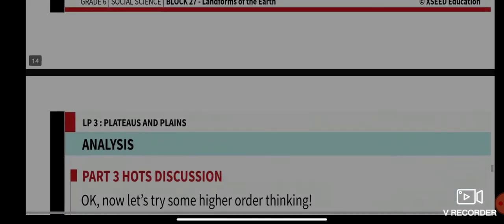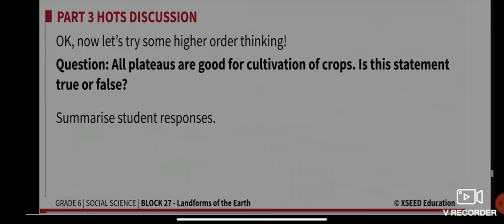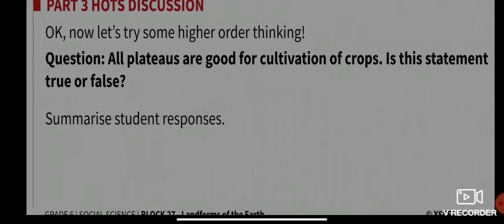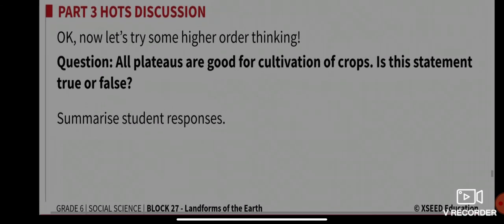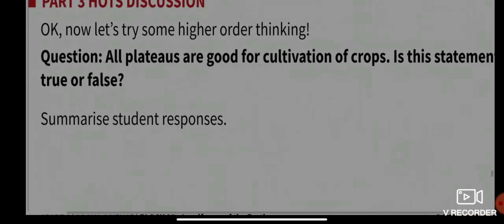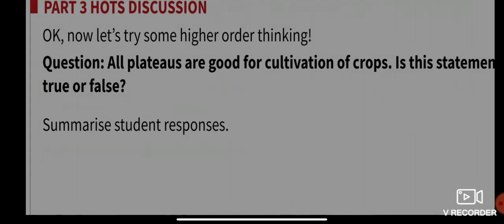Okay, the last question for today is: all plateaus are good for cultivation of crops. Is this statement true or false? Do you think all the plateaus are good for cultivation of crops? According to you, is the statement true or false? If true, give justification. If false, also give justification for your answer.